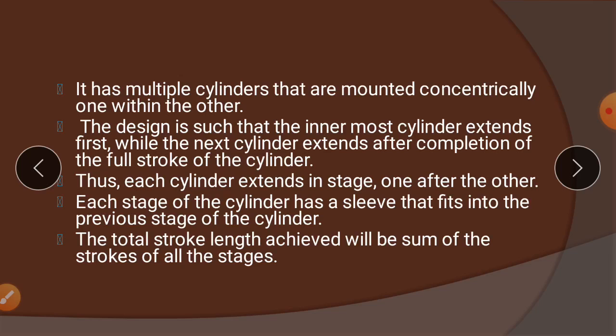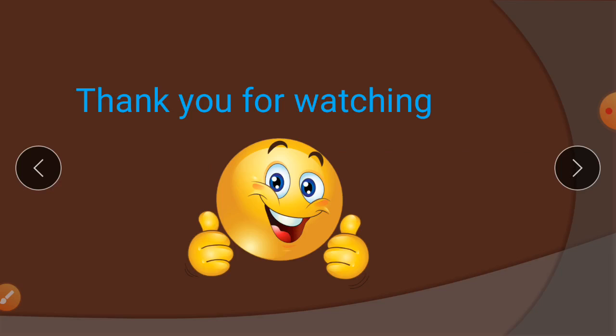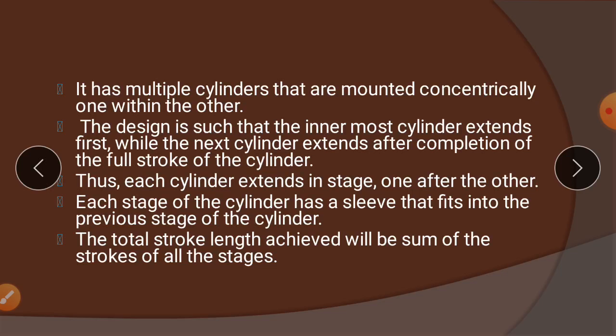If you want to determine the total stroke, you have to sum up the strokes of each cylinder. Okay, so this is all about the actuators in cylinders. In linear actuators, the diagrams are very important as per the examinations. You have to explain with a neat diagram and a clear procedure.